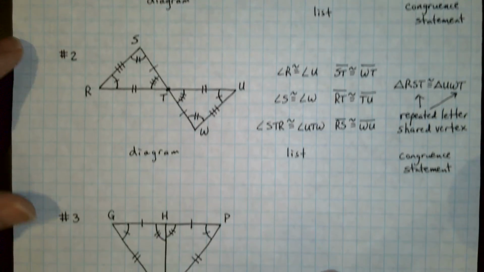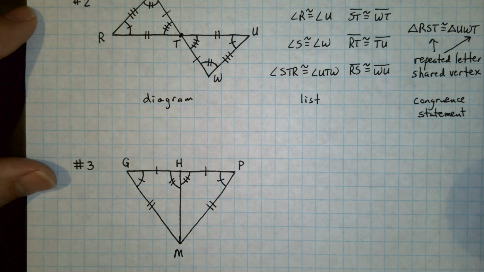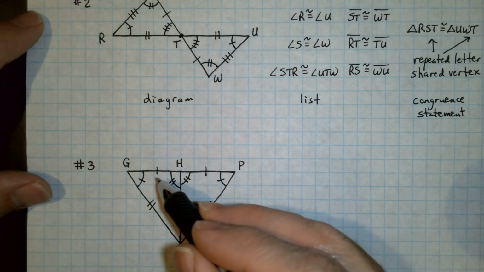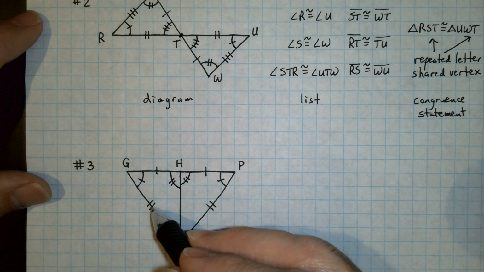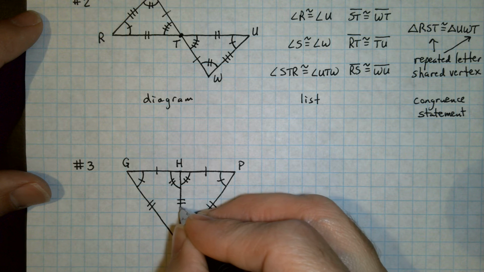Our final example has 2 triangles and they share a side. Some of the marking has been done for us. I know that these 2 sides are the same, these 2 sides are the same. This side is shared, so it would also be the same.